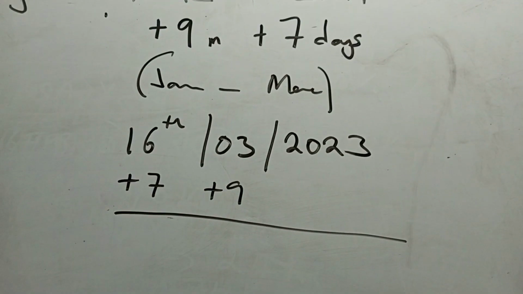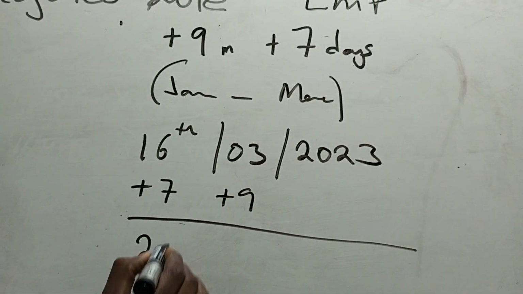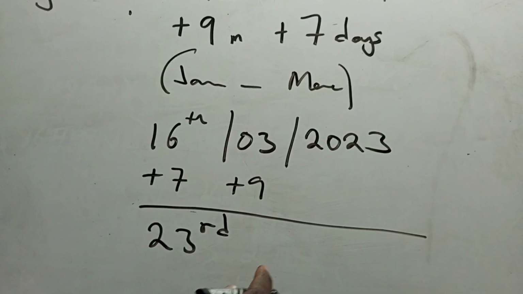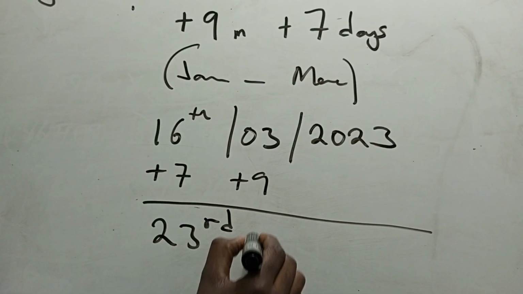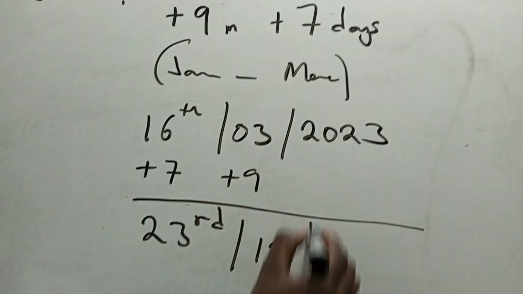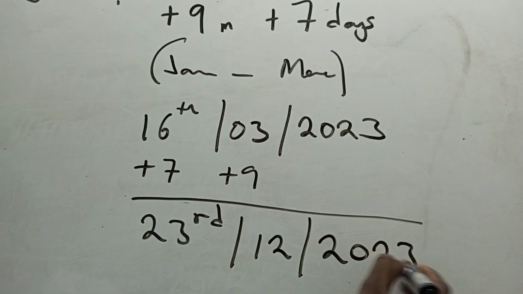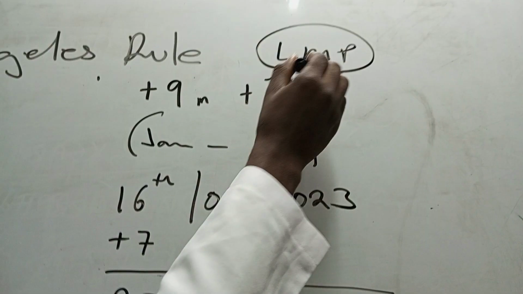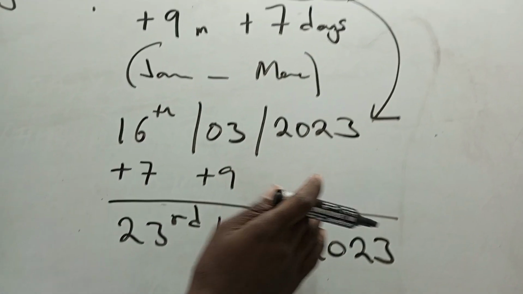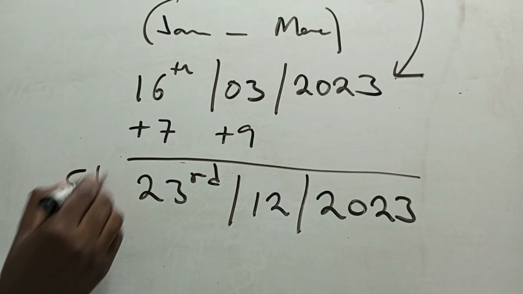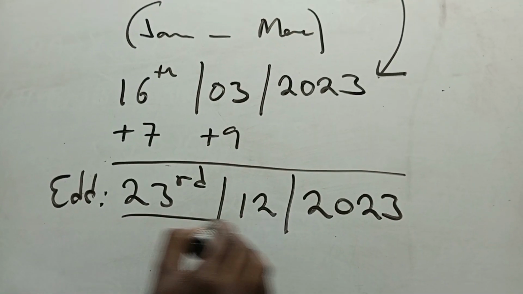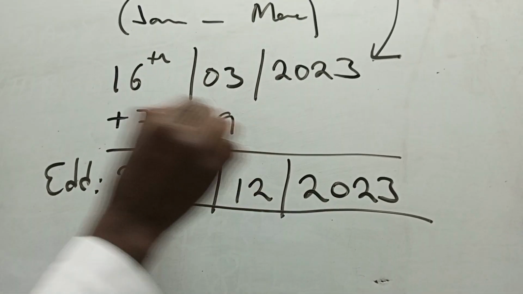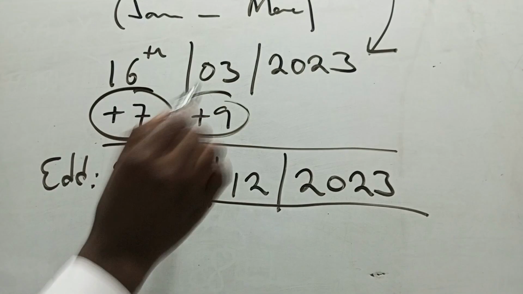Then, 16 plus 7, here we are going to have 23. And 3 plus 9 is going to give us 12, which is December 2023. So in this example, the woman who has come with the last menstrual period, the first day, of 16th March, expects the EDD to be somewhere around 23rd December 2023. So here we have been using plus 9 and also plus 7, these two figures.